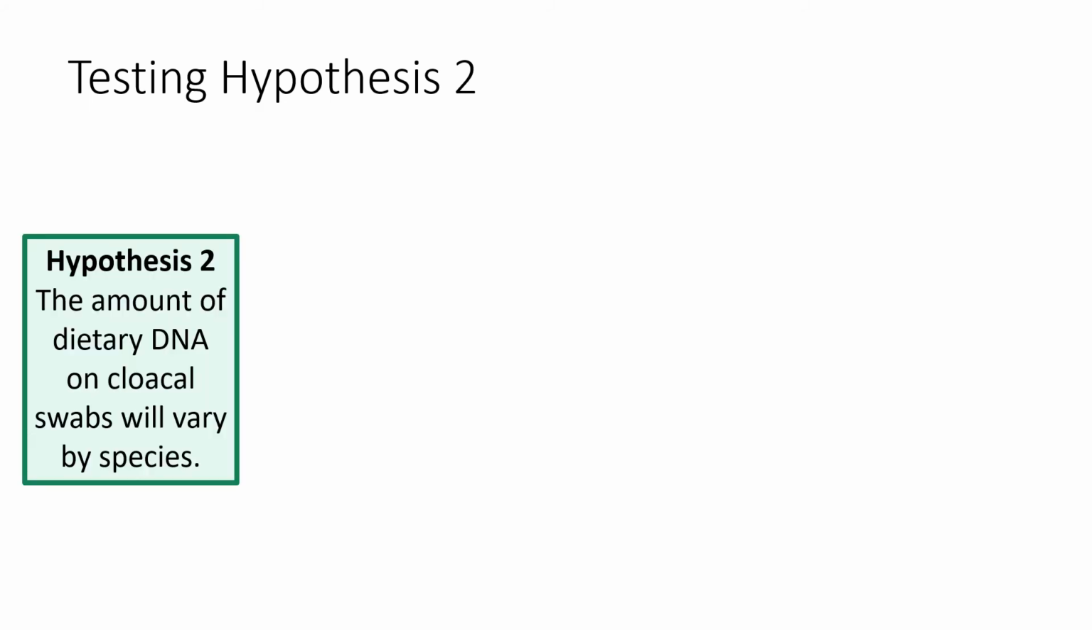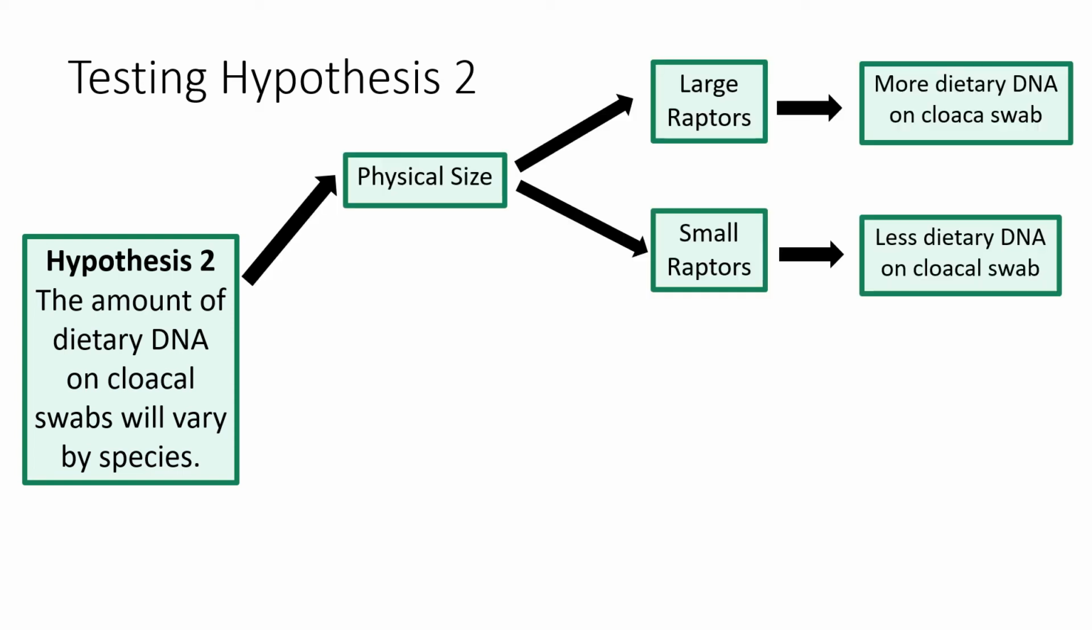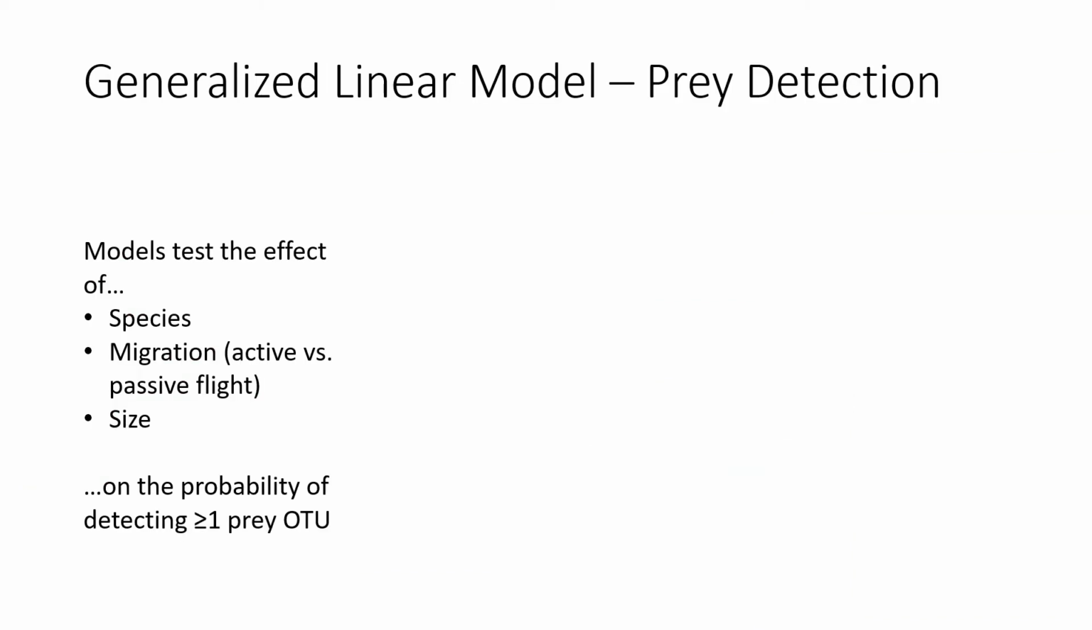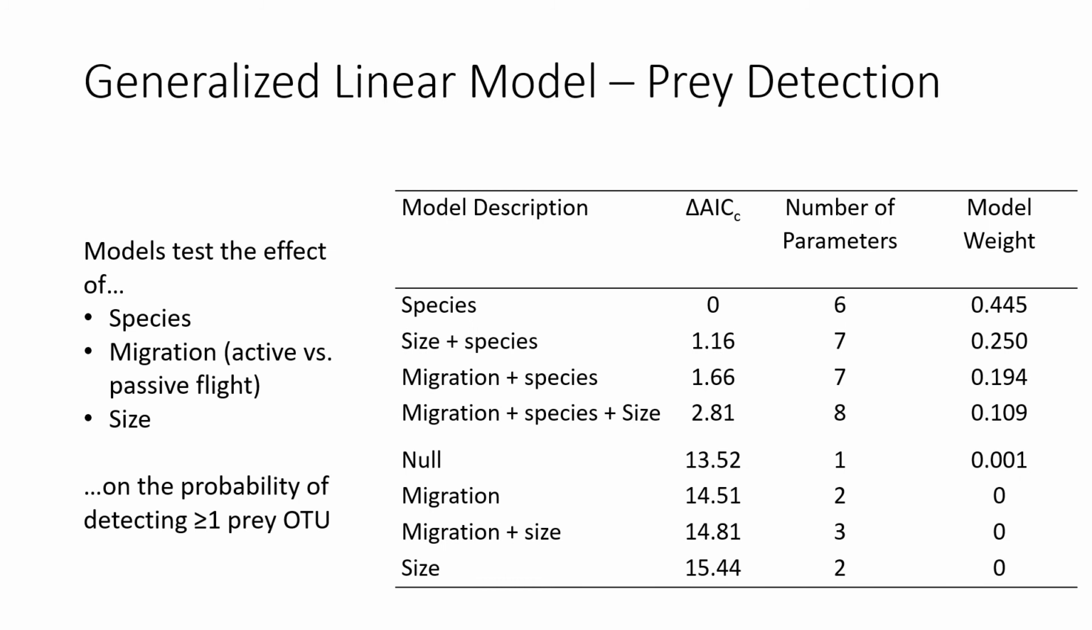The last little thing I'm going to talk about today is how I tested my second hypothesis. This was the hypothesis where I thought that the amount of dietary DNA on a cloacal swab would vary between species based on differences in their physical size and differences in the way that species fly during migration. In order to test the effect of species, size, and mode of migration on the probability of detecting a prey species on a cloacal swab, I built 7 generalized linear models and ranked them by AIC score.